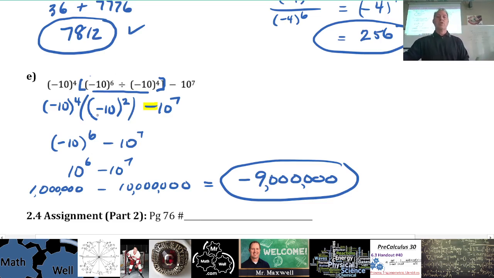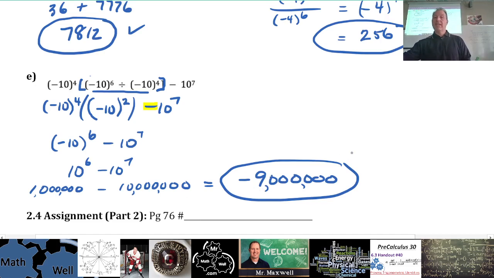Doesn't matter. So we'll do the multiplication, negative 10 to the power of 6. Remember, that's the same as writing 10 to the power of 6, right? Because that negative is multiplied by itself 6 times. It's an even number of times. So that's the same as 10 to the 6. I just wanted to rewrite that so that you remembered that, hey, those are exactly the same. So that's okay. And then 10 to the 6 minus 10 to the 7. 10 to the 6 is 1 followed by 6 zeros, so that's 1,000,000. And 10 to the 7 is 1 followed by 7 zeros. That's 10 million, right? And so if you do that subtraction, you actually get a negative number. 1 minus 10 is negative 9, and you're talking about millions, so it's negative 9 million.